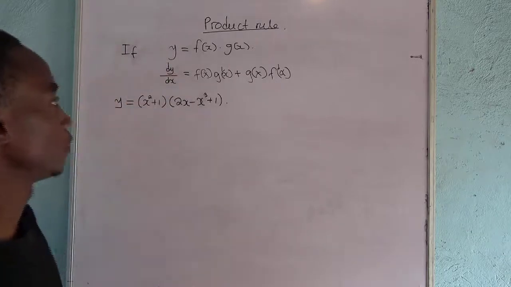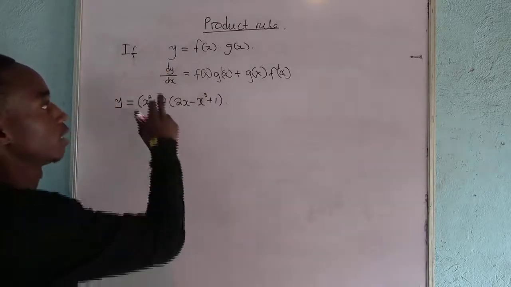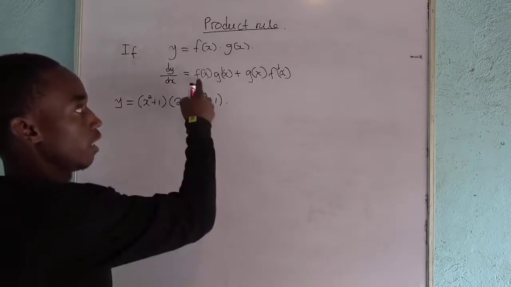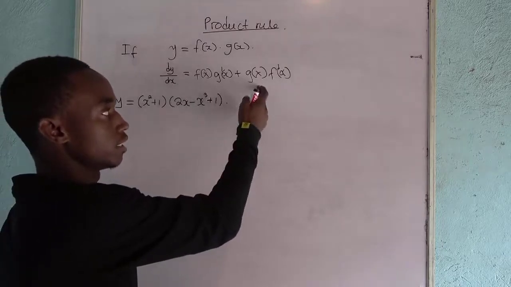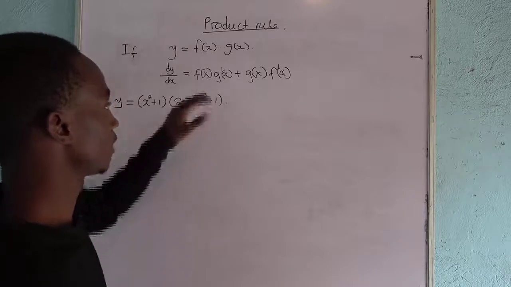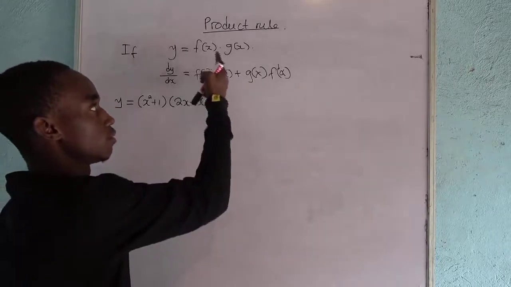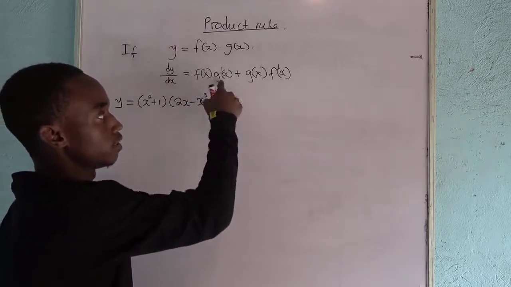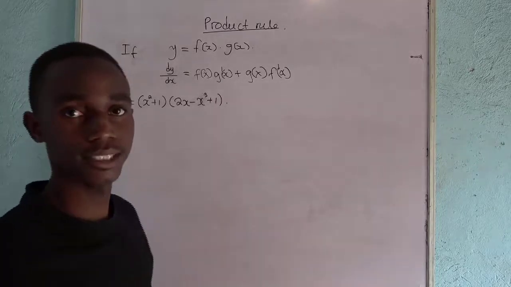We're going to use this method, the product rule, where we say dy/dx is equal to f times g prime plus g times f prime. Meaning that to find this, first of all, we need to differentiate this and that, so that we get g prime of x and also f prime of x. So here's an example on the board.